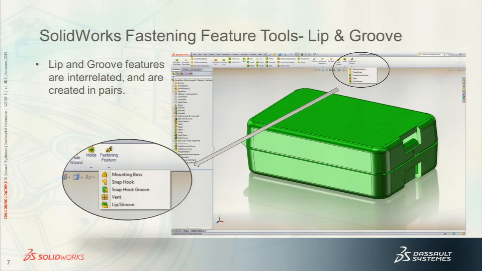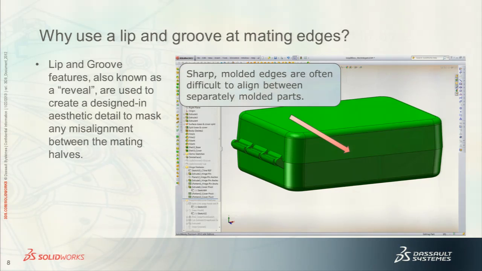Okay, the lip and groove tool is an aesthetic feature, but it is also functional in that if you are assembling two halves of, say, a plastic box like this, it may not be a sure thing that you will get a good assembly of both your top and bottom lining up correctly along the seams.